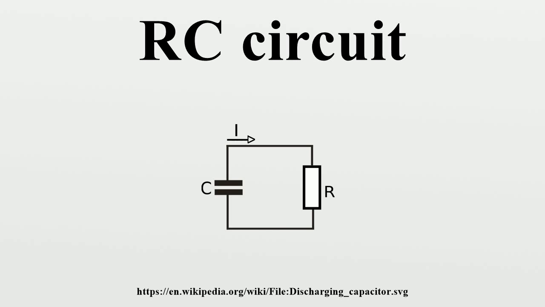If, though, the output is taken across the resistor, high frequencies are passed and low frequencies are attenuated. In this configuration, the circuit behaves as a high-pass filter. The range of frequencies that the filter passes is called its bandwidth.